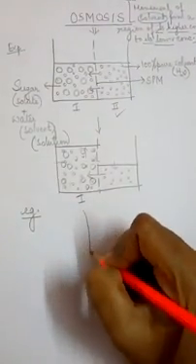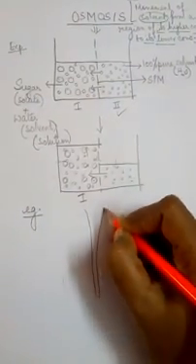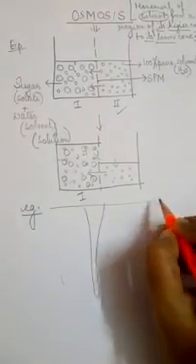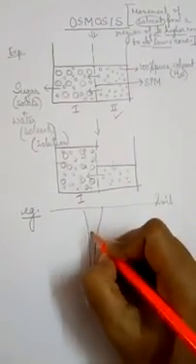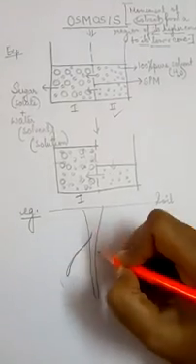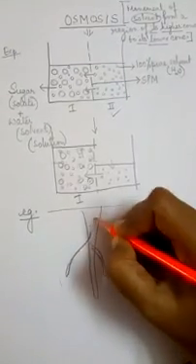Now I'm giving you a simple example of this osmosis. Say a root hair. We all know that, suppose this is the soil. Inside the soil there is a root of the plant.